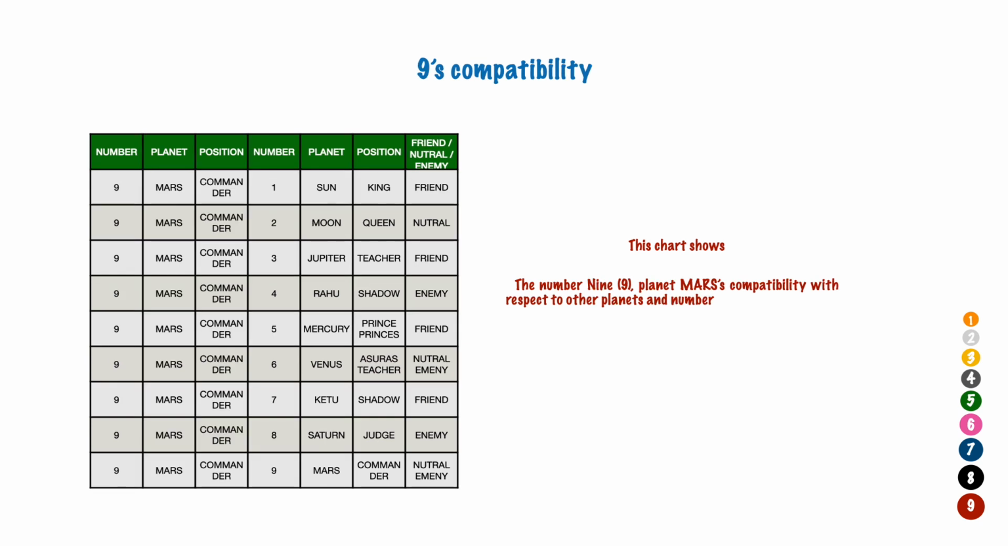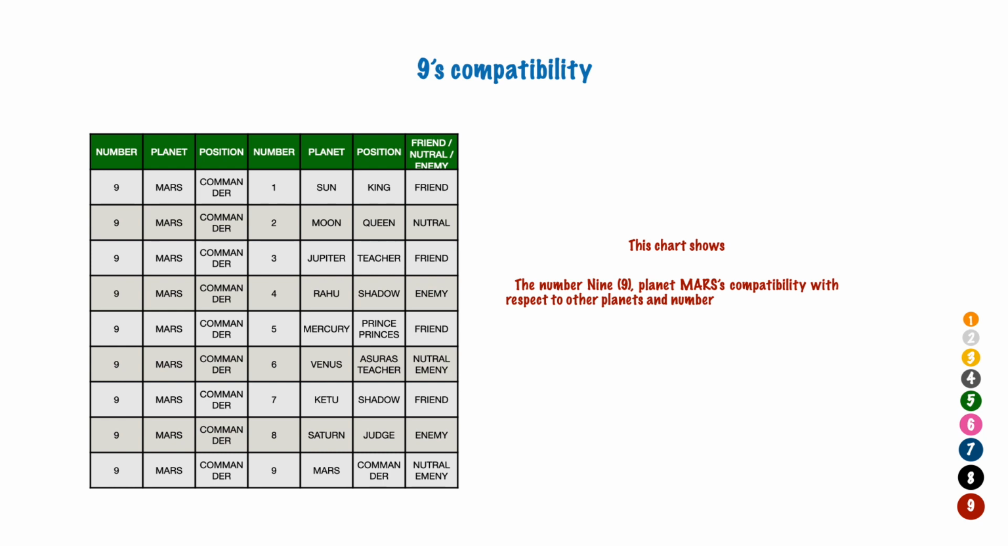Number 9, Mars, with number 1, King, definitely they would always be friend. Number 9, Mars, with number 2, Moon, Queen, they are neutral. Number 9 and number 3, they are also neutral. Number 9 and number 4, they are enemy. Number 9 and number 5, they are friends. Number 9 and number 6, they are neutral or enemy, depending on the situation.